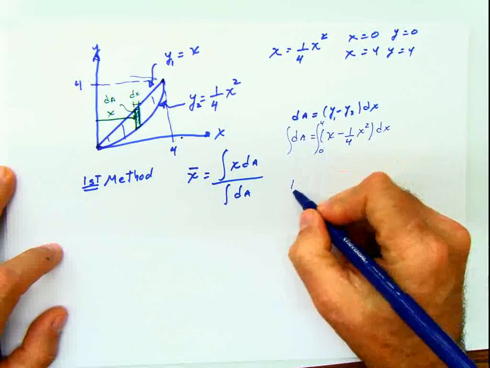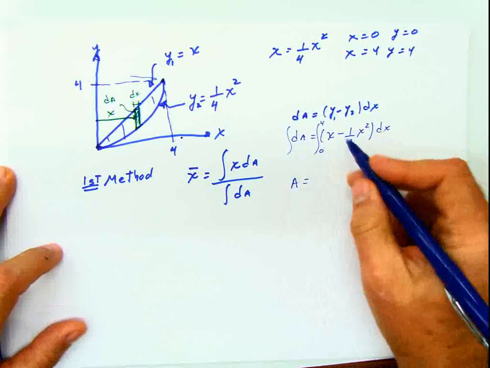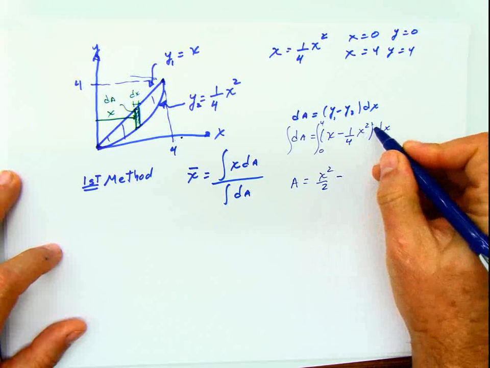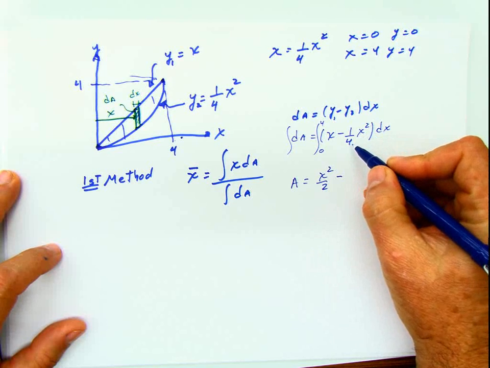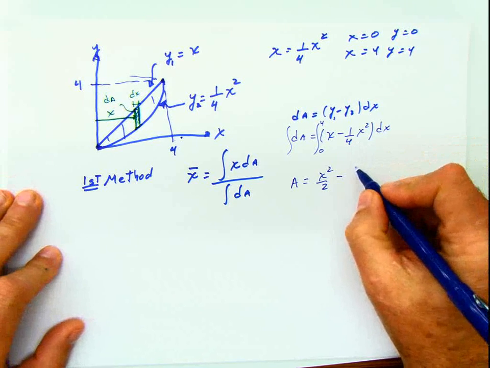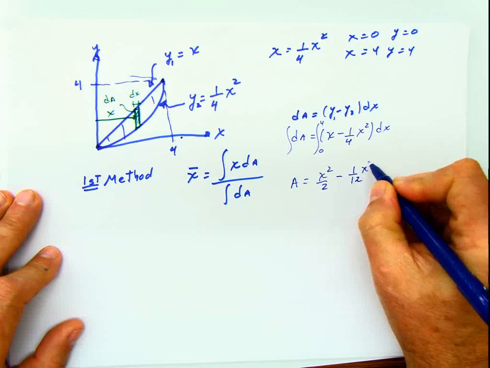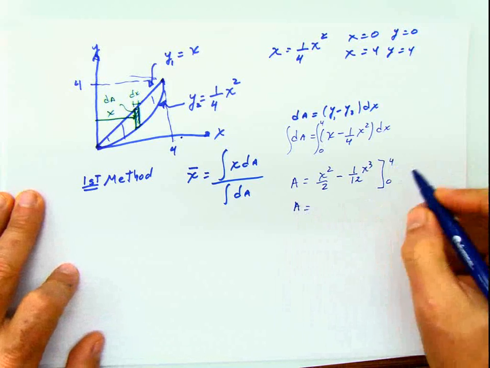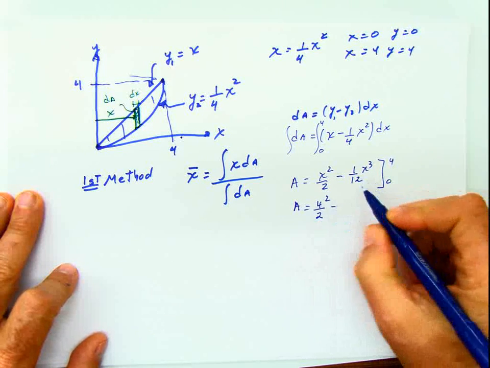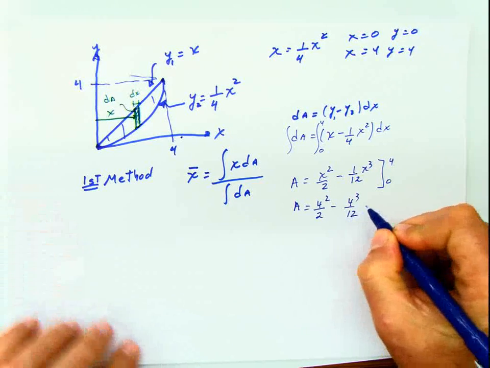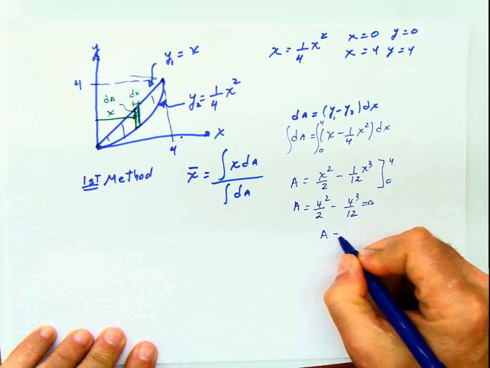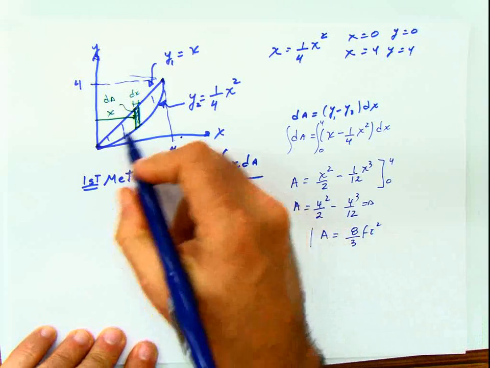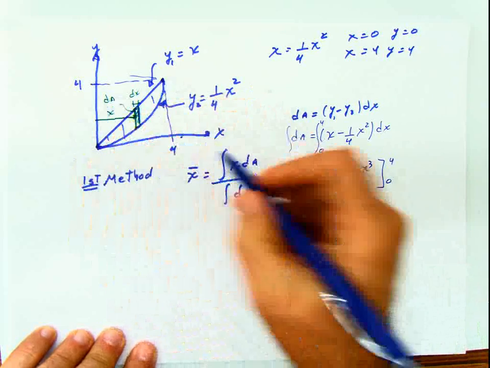That means that the integral of the differential of area is going to be my area, and the integral of this is going to be x squared divided by 2 minus x cubed divided by 3, but I have another 4 here, so it's going to be 1/12 of x to the third, evaluated between 0 and 4. Meaning that my area is going to be 4 squared divided by 2 minus 4 to the third divided by 12, and that is going to give me an area of 8/3 feet squared, because I didn't say that, but the dimensions here were in feet.